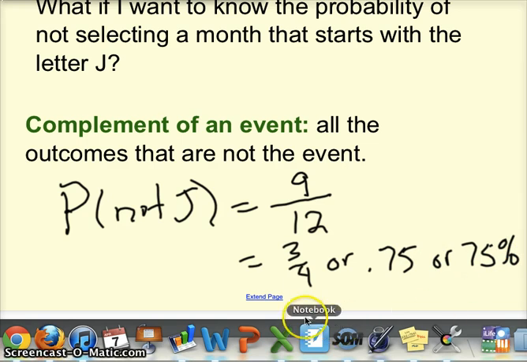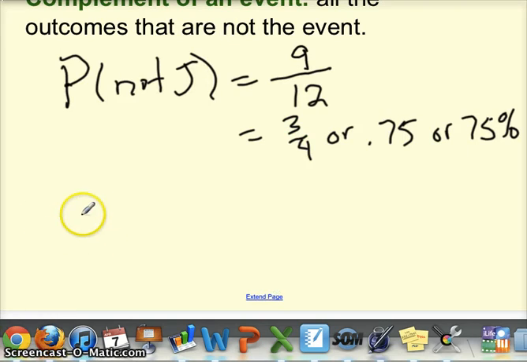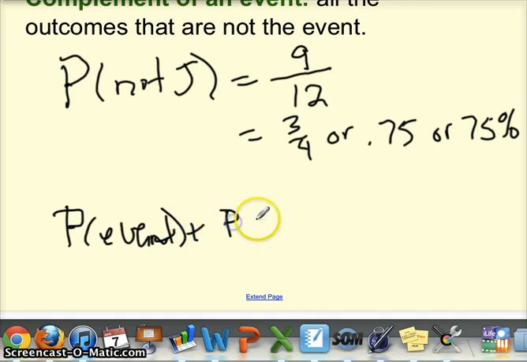Now, notice that when we're dealing with the complement of an event, to find the number of months that were not J, all I had to do was take this total amount and subtract 3 to figure out that there were actually 9 months that did not begin with J. So when we're dealing with the complement of an event, if we add the probability of the event plus the probability of not the event, then we're going to get 1.